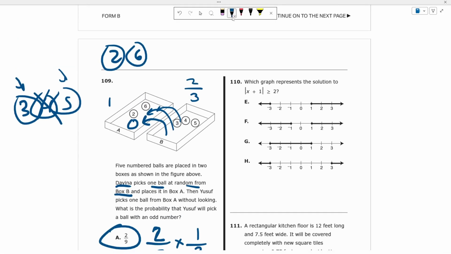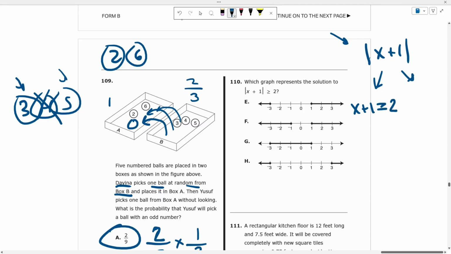So 110 asks us which graph represents the solution to the absolute value of x plus 1 is greater than or equal to 2. Whenever you're dealing with an absolute value, there's actually 2 possibilities that come from it. Okay? And there's 2 ways to solve it. So either x plus 1 is greater than or equal to 2. So you split it up into 2 ways, okay?